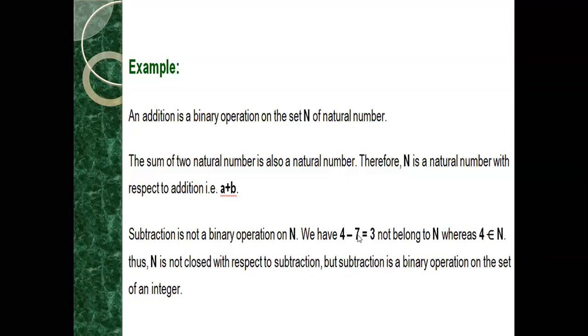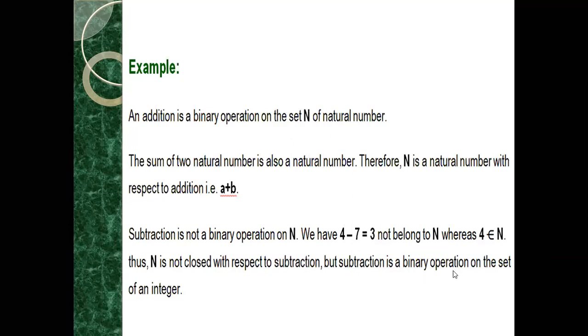Here 4 and 7, these two elements are considered from the set N, but the resulting element does not belong to N. That's why we say subtraction is not a binary operation on N. So N is not closed with respect to subtraction.